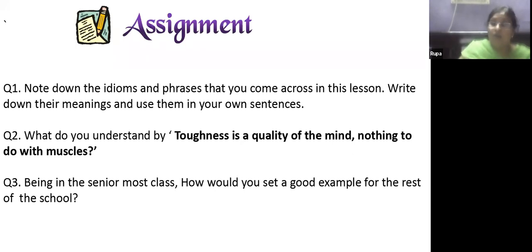I am very confident my children have really understood the lesson. So they are going to do the assignment without anybody's help. They are going to do it on their own.